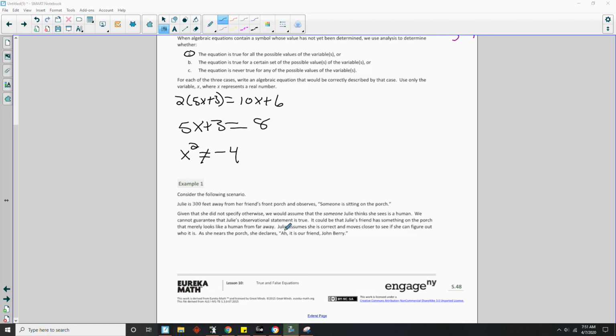So what this is basically saying is we think something might be true, but upon further investigation, we then determine, such as this problem right here, John Barry is the number 1. 5 times 1 makes this statement true. That's basically what they're saying here.